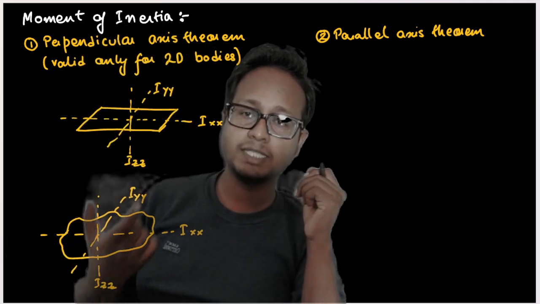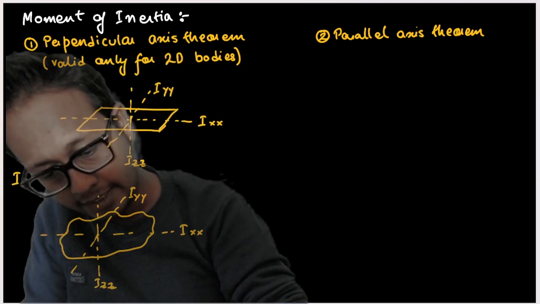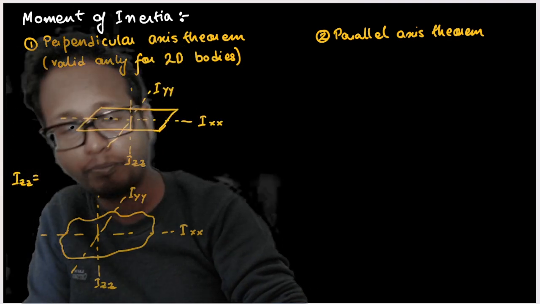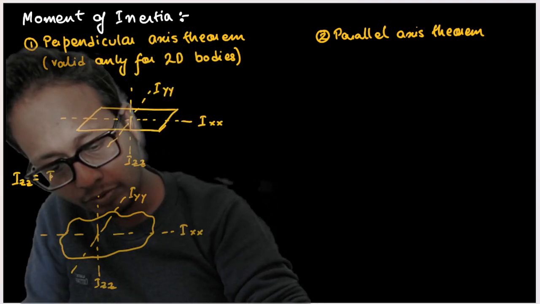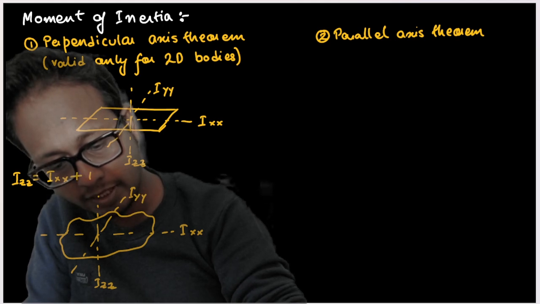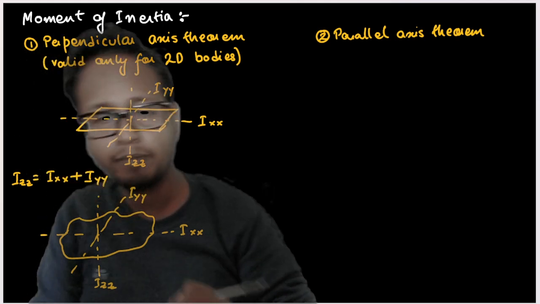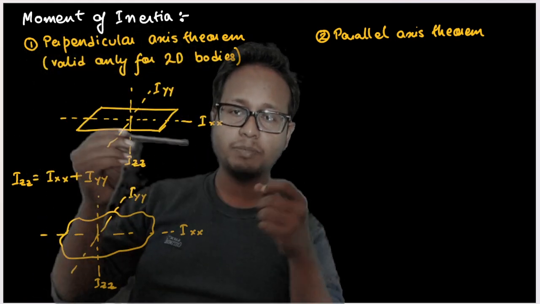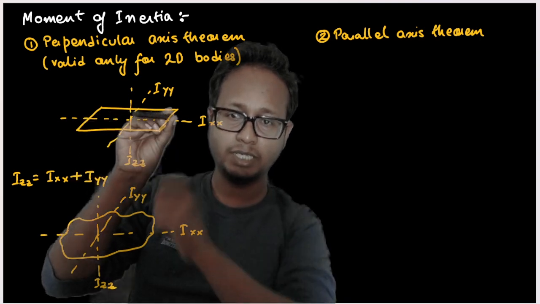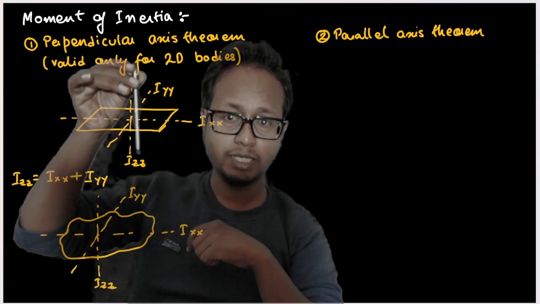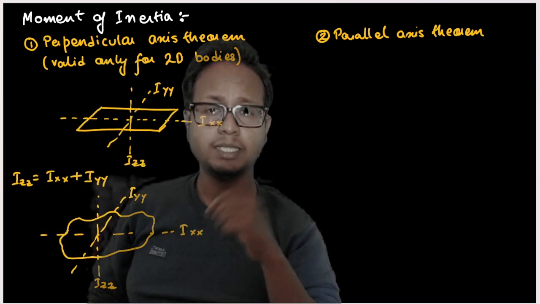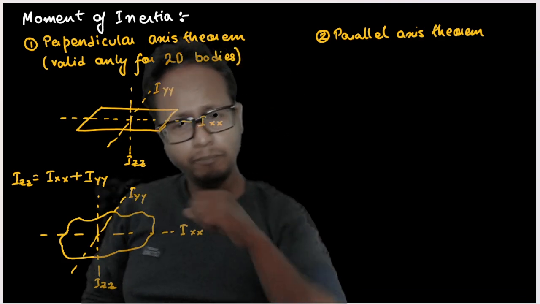Then the perpendicular axis theorem states that Izz, the moment of inertia about the perpendicular axis, is equal to the moment of inertia about Ixx plus the moment of inertia about Iyy. That means the moment of inertia about this axis plus the moment of inertia about this axis is equal to the moment of inertia about this axis. This is our perpendicular axis theorem.